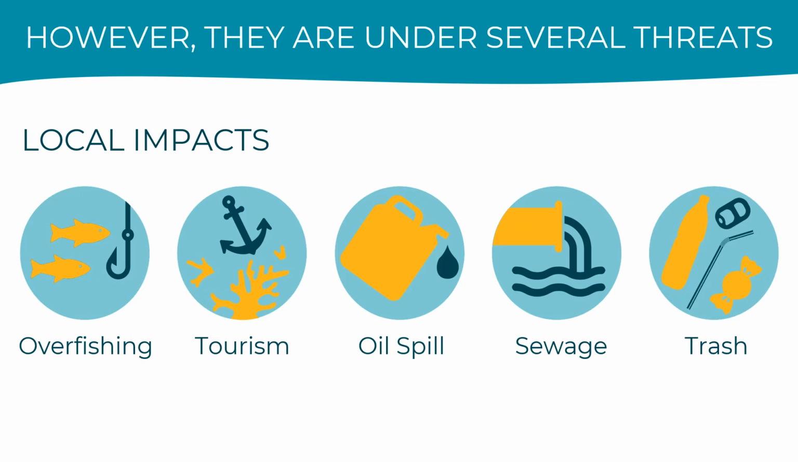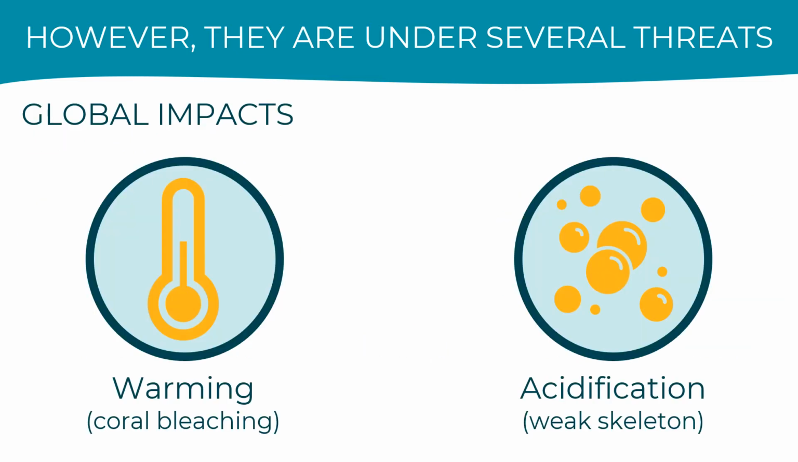Locally, reef habitats are being affected by the decrease of fish abundance and diversity as a result of overfishing. Tourism is imposing physical damage to the corals. Besides, sewage, discharge, and oil spills are bringing chemical pollution, and even trash can accumulate on reef sites. And they are also impacted by global drivers.